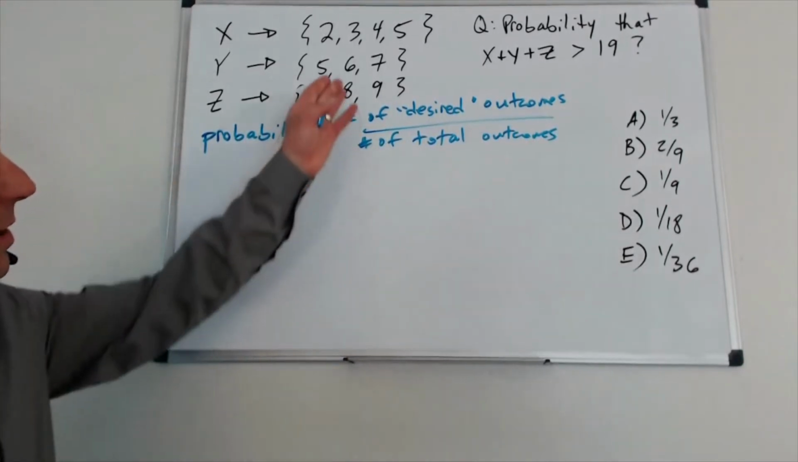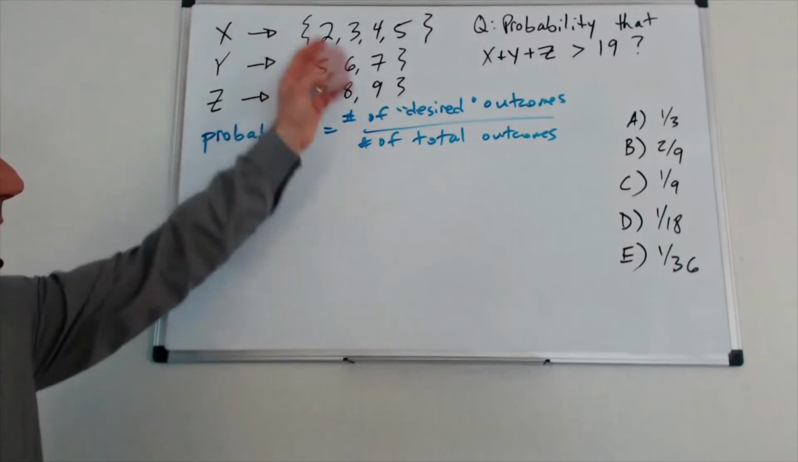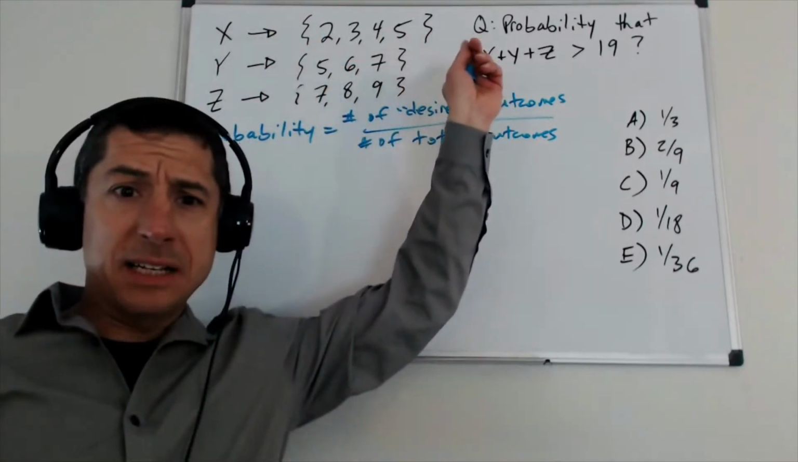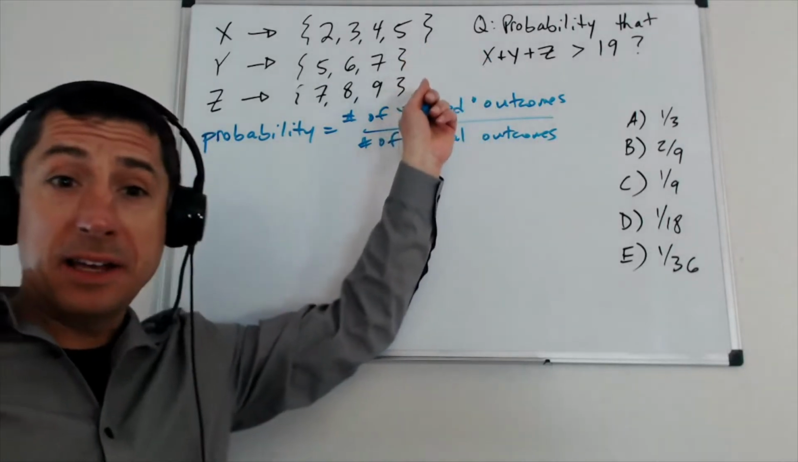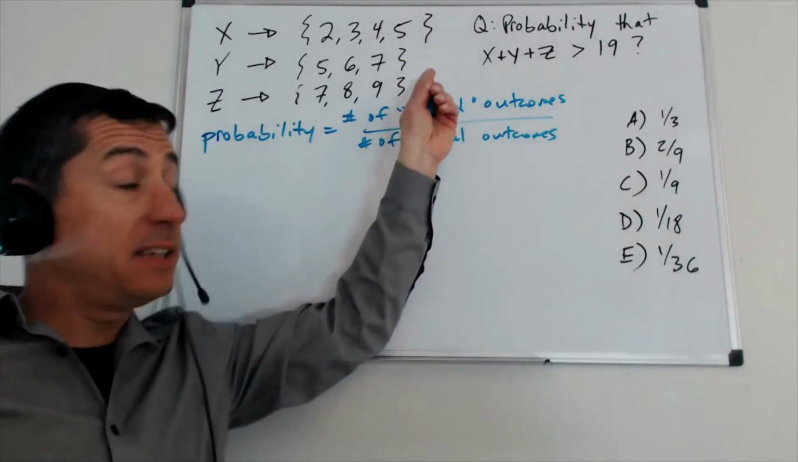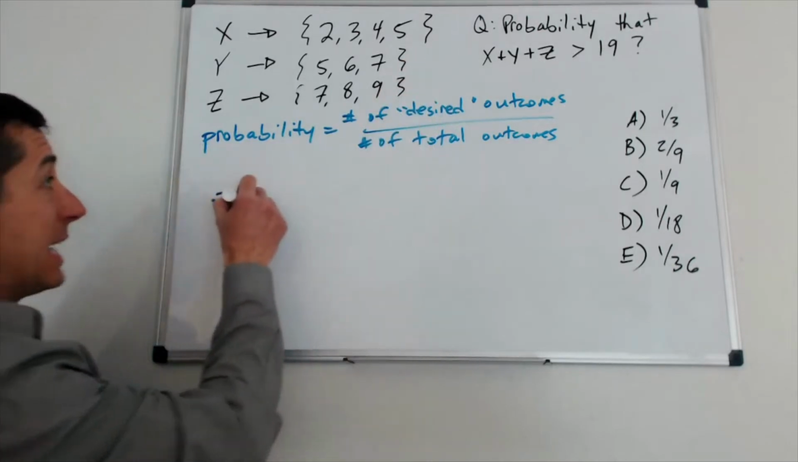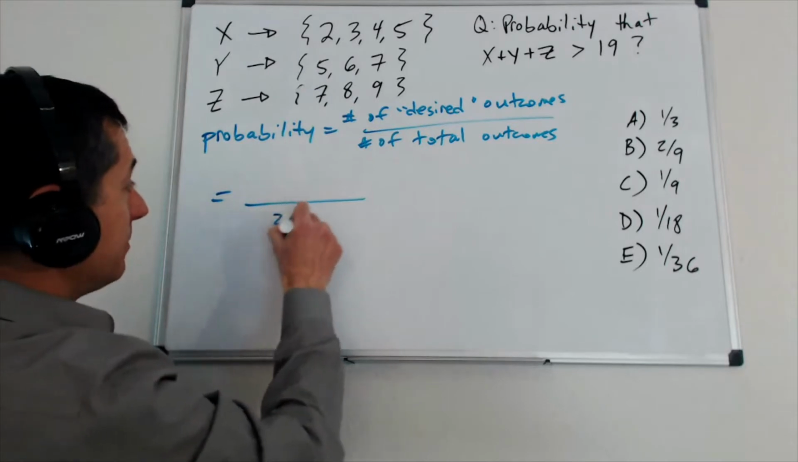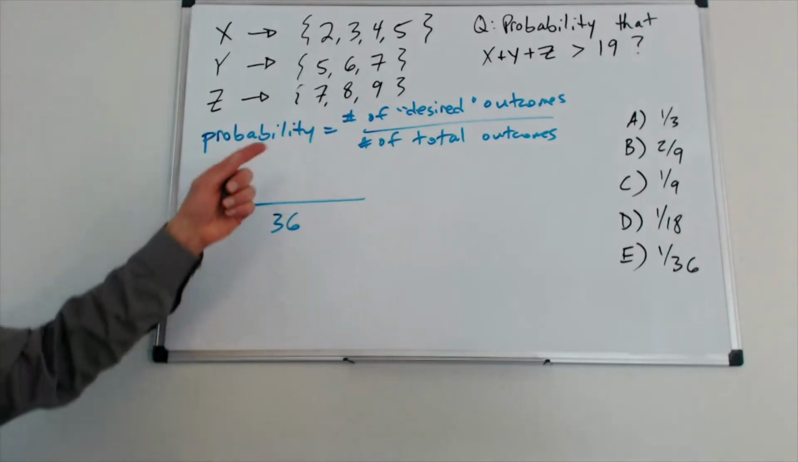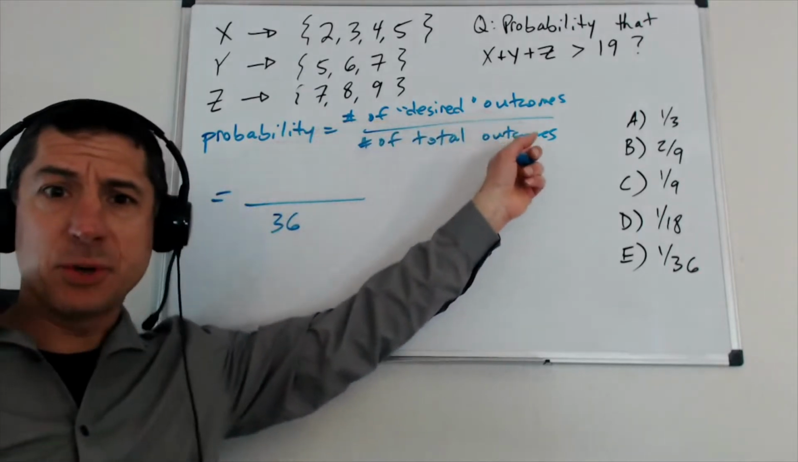Well, here, let me start by thinking about how many total outcomes do I have? Well, I've got X, Y, and Z: 4 options for X, 3 options for Y, 3 options again for Z. So my total number of outcomes here has to be 4 times 3 times 3, which is going to give me 36. Great. And now the question is, how many desired outcomes do I have?